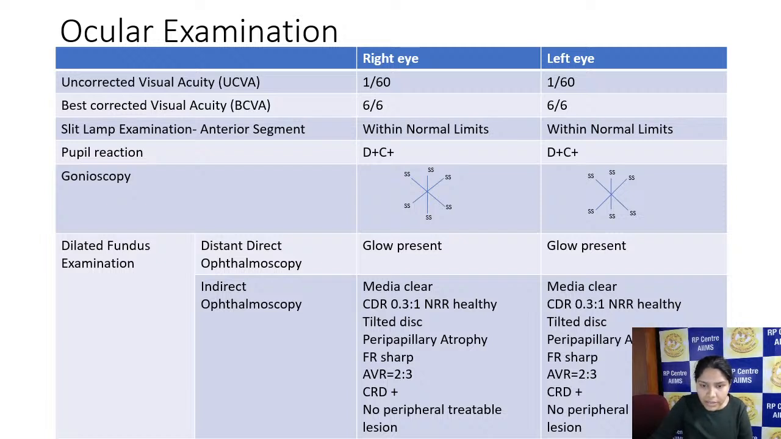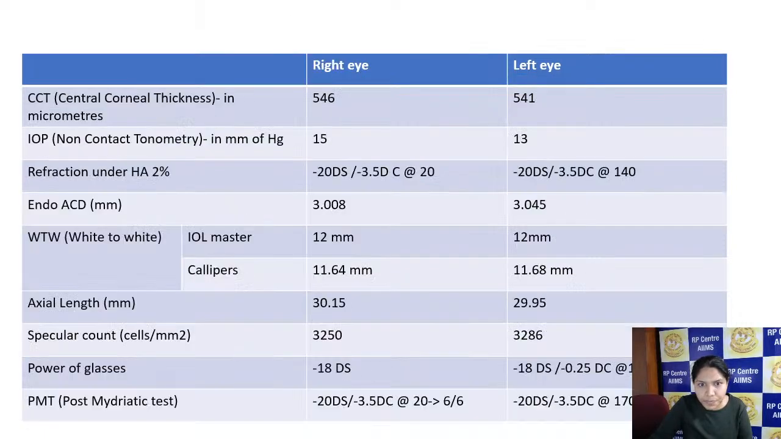NRR was healthy. Tilted disc was present. Peripapillary atrophy. The FR was sharp. The AVR ratio was 2:3, and CR degeneration was present. There was no peripheral treatable lesion in this patient. The CCT was found to be 546 microns in the right eye and 541 in the left eye. IOP on non-contact tonometry was 15 in the right eye and 13 in the left eye.